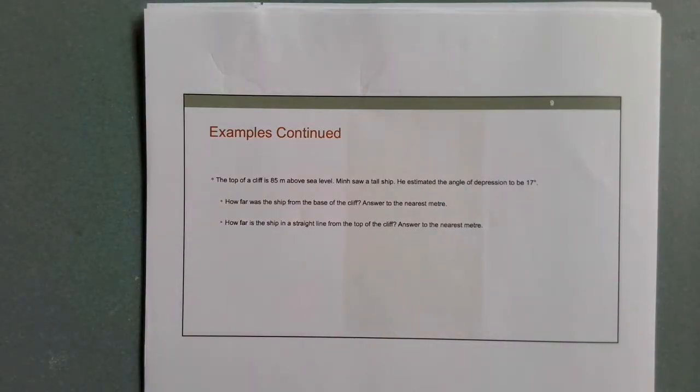The next problem we deal with is one without a diagram, but we know with these diagram questions we can quite easily just add one in. So we're reading the top of a cliff is 85 meters above sea level. Min saw a tall ship. He estimated the angle of depression to be 17.